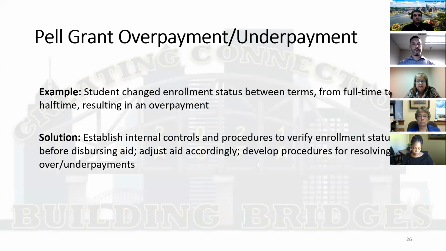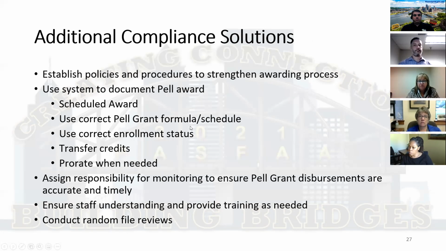So a way that you can resolve that is to establish a set of internal controls and procedures so that you verify the enrollment status prior to dispersing any aid and adjust the aid accordingly, and also have a process for resolving those over and under payments. Some additional solutions would be to establish in your policies and procedures to strengthen that awarding process. Use your system to document the Pell Award.